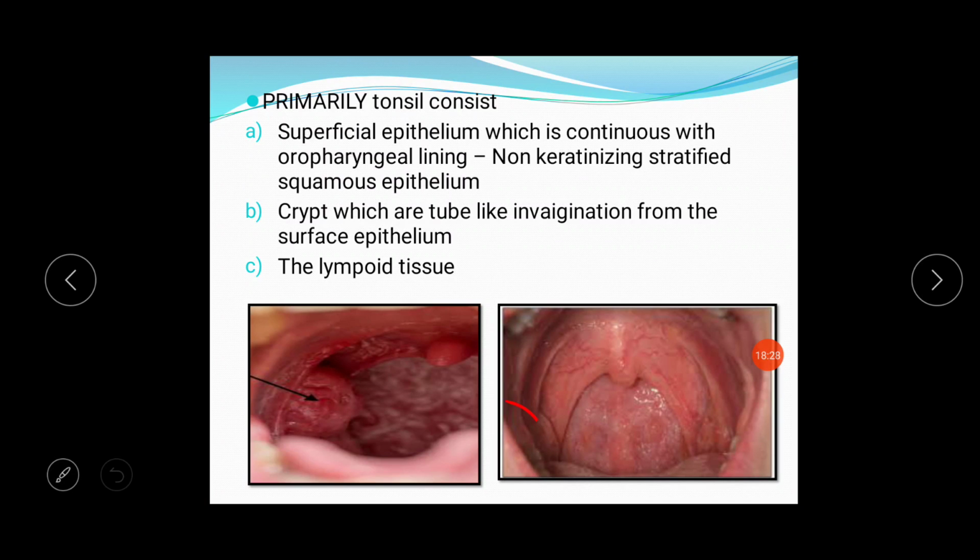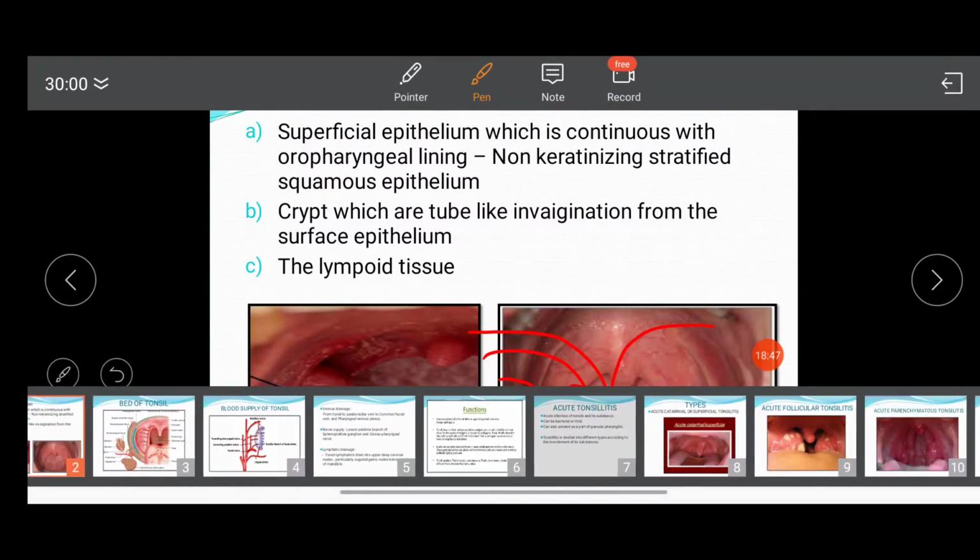Grade 1 will be some tonsil which is present between the anterior and posterior pillar. Grade 2 is when you cannot see the posterior pillar behind the tonsil. Grade 3 is between grade 2 and grade 4. And grade 4 is kissing tonsil, in which both tonsils will meet with each other in the midline.